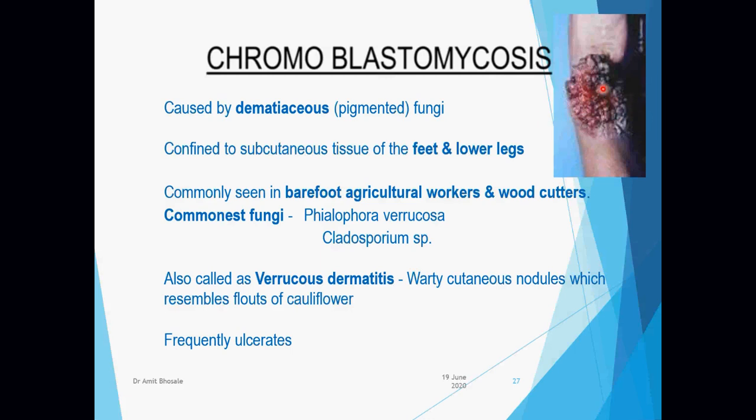This is the typical lesion of chromoblastomycosis, also called verrucous dermatitis. It is a warty cutaneous nodular lesion which resembles florets of cauliflower. You can see the nodular lesion on the skin, commonly seen on the feet and lower leg, and the lesion frequently gets ulcerated because of injury.